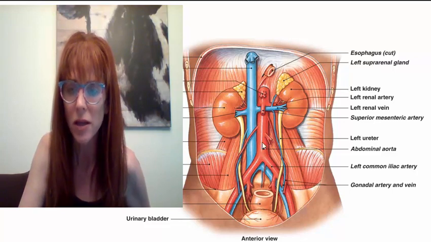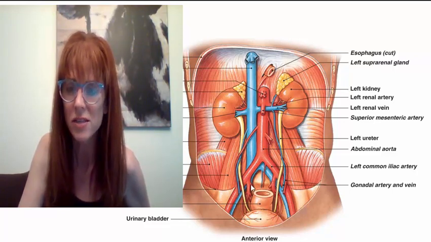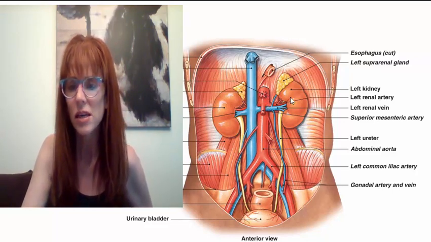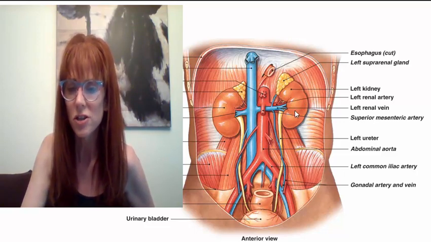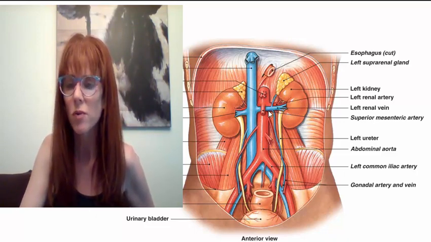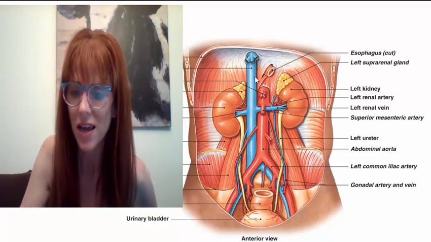Branching off of the abdominal aorta here in red, we see also in red the renal arteries, and then in blue the renal veins. So the way the blood works is that we send blood into the kidneys by way of the renal artery. Here the blood is filtered, and then leaving the kidneys, the blood exits by way of the renal vein and passes into the inferior vena cava.